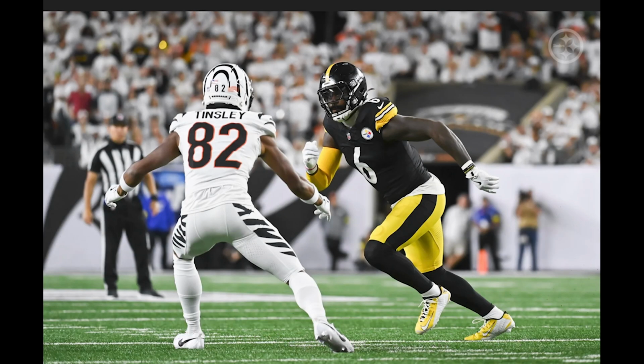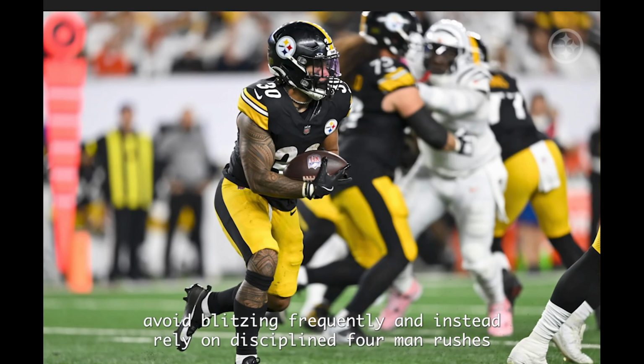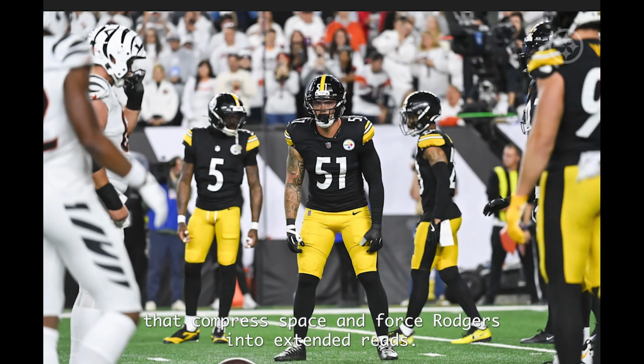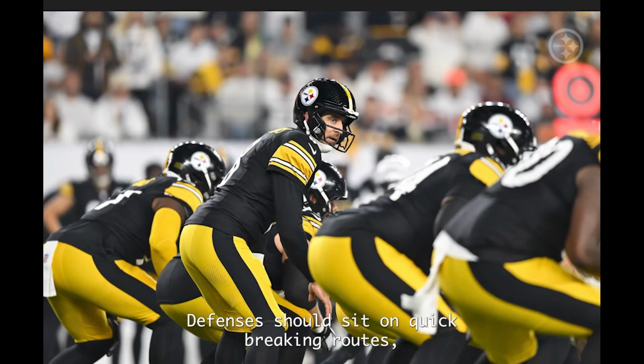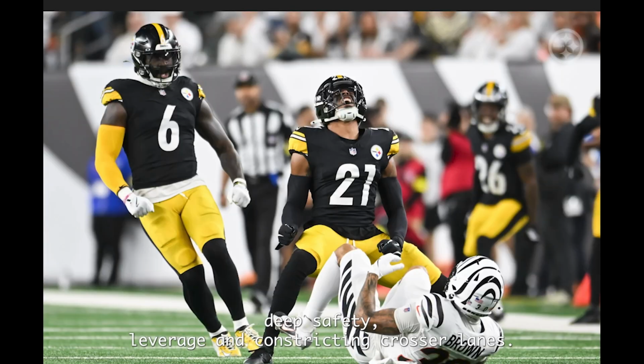interior integrity. Defensively, the counter-strategy is clear. Avoid blitzing frequently and instead rely on disciplined four-man rushes that compress space and force Rodgers into extended reads. Defenses should sit on quick breaking routes, limit yards after catch, and challenge intermediate windows, the most efficient zone in Pittsburgh's passing map, by maintaining deep safety leverage and constricting crosser lanes.